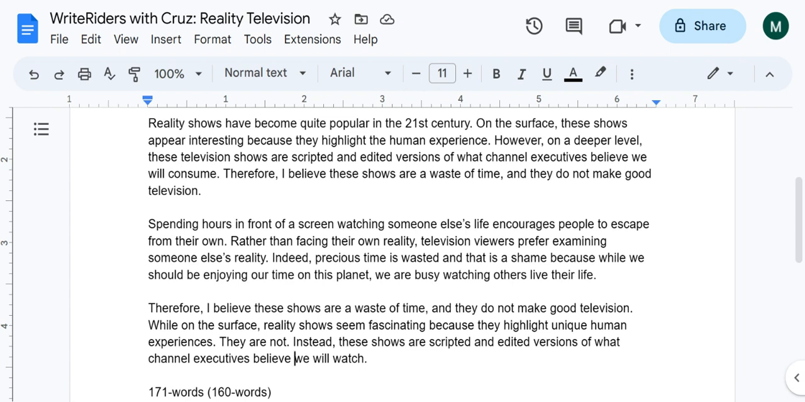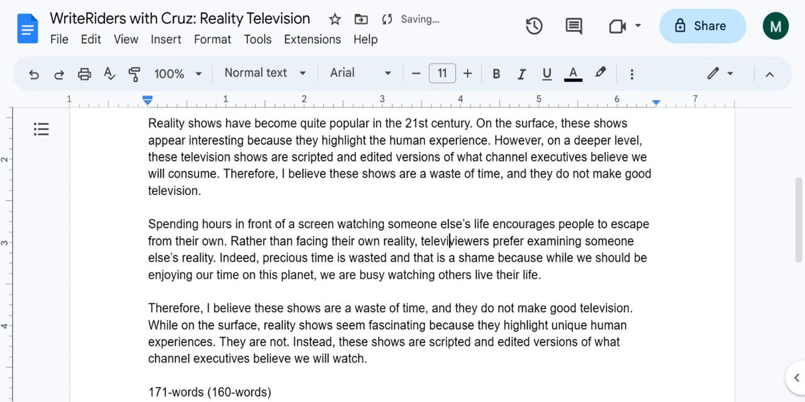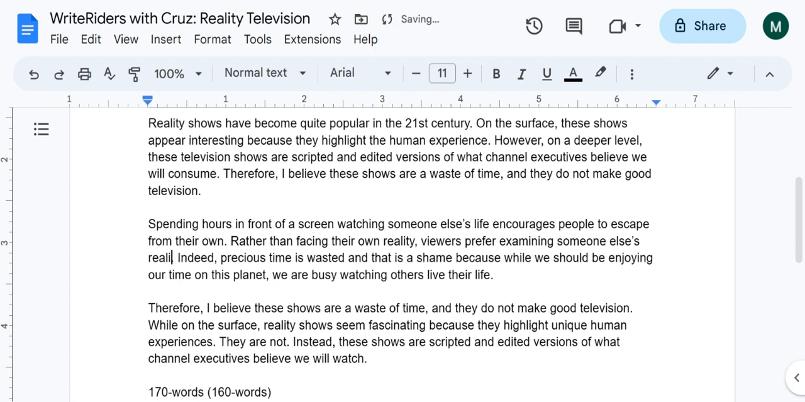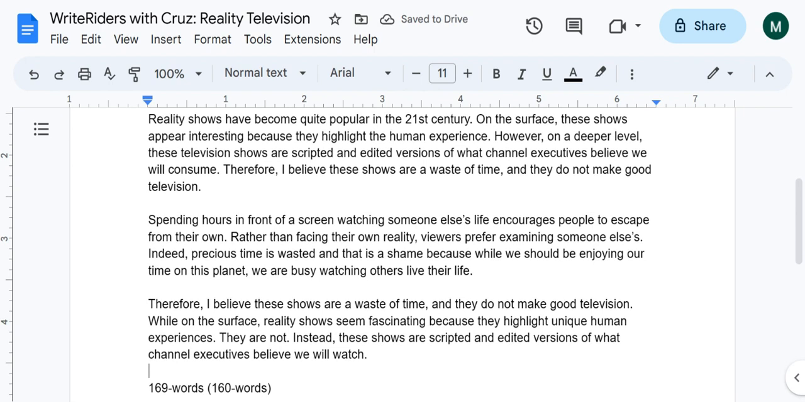Rather than facing their own reality, I'm going to take out television and go with viewers. So now I'm down to 170. Viewers prefer examining someone else's. And I'm going to take out reality here because that's what I was referring to earlier. So now I'm down to 169. So 9 words remaining here to delete or edit out. Rather than facing their own reality, viewers prefer examining someone else's.